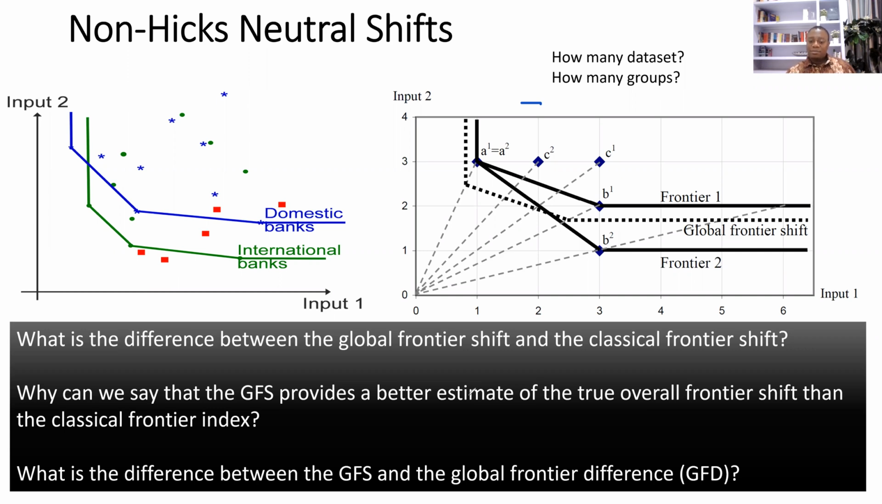Miriam, what is the difference? Doc, the global frontier shift looks at the all-time period, but the classical considers 2 time periods. Yeah, that's the main difference. So they both take geomean, but the classical is taking geomean for 2 time periods, whereas the global is taking geomean for all time periods.